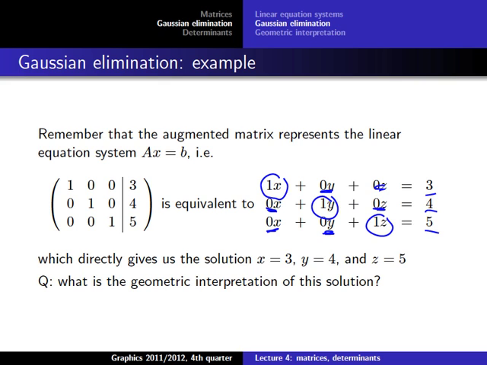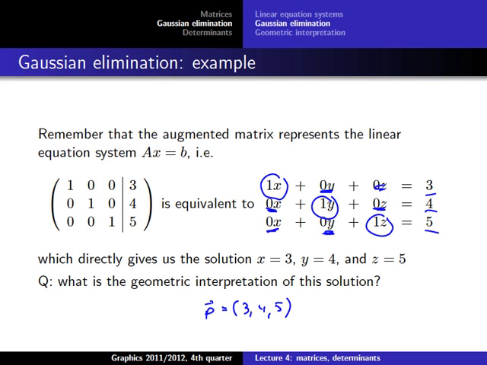Of course, what does that mean in a geometric way from the interpretation? When we calculate the intersection of 3 planes, what do we get in this case? A point, exactly. We have a vector that represents a point. So we have the point P, 3, 4, 5, which represents the intersection point of the 3 planes. So this is our solution.